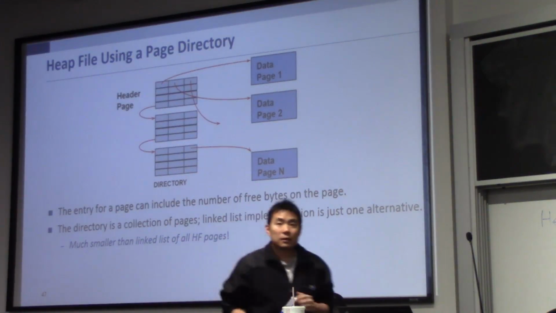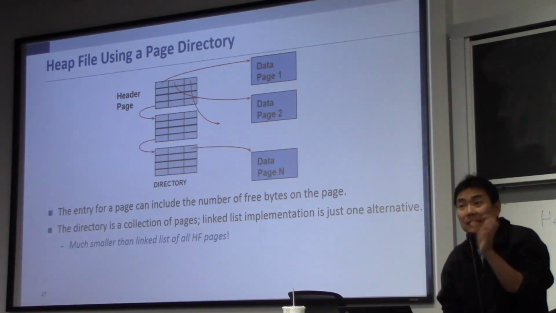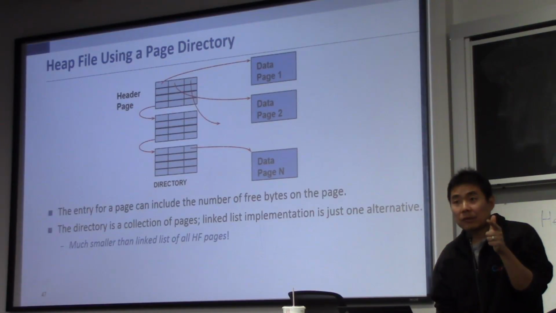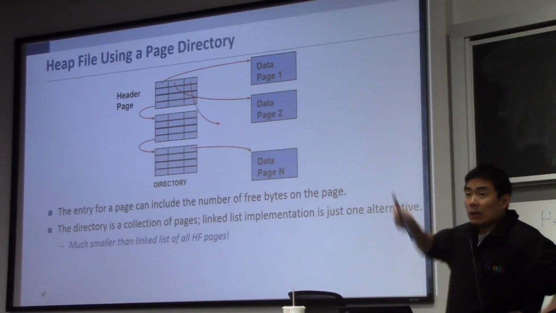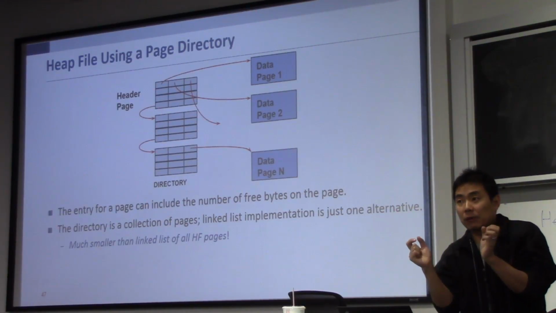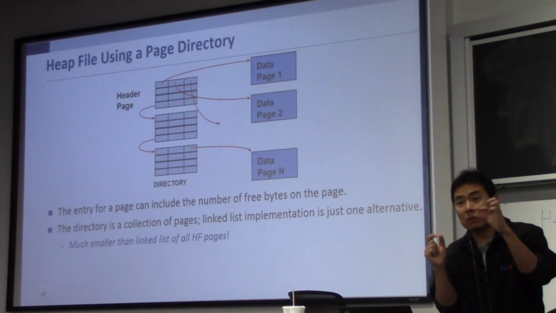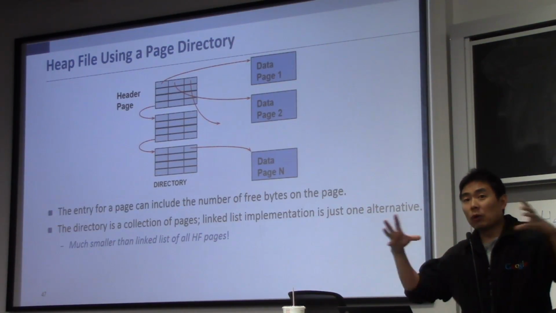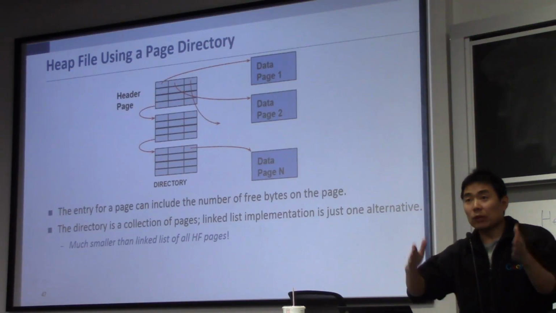Each page stores some metadata information about that particular page, such as the number of records in that page, available space, and so on and so forth, and the page ID. Then these are what I call the directory entries. I will have one directory entry per data page I have. Now I will group these directory entries into pages.